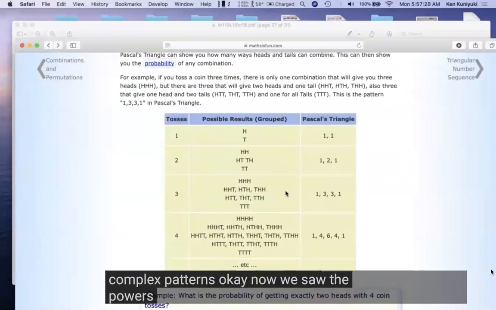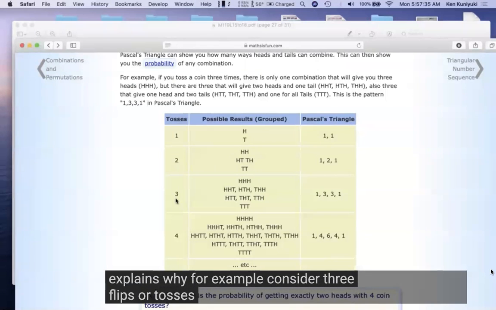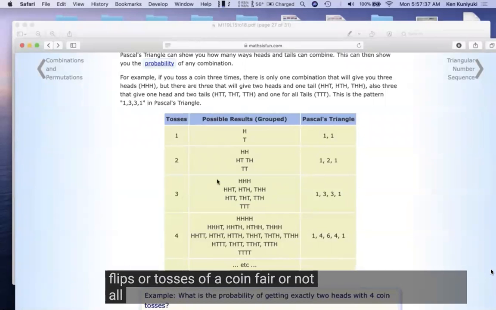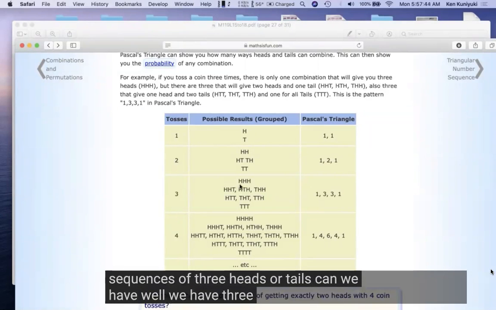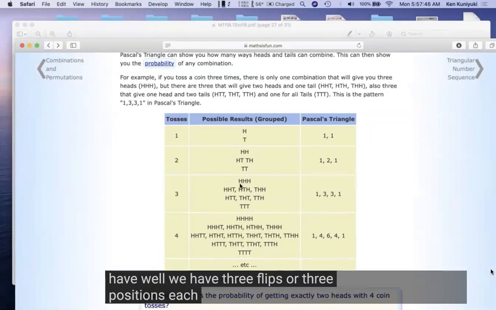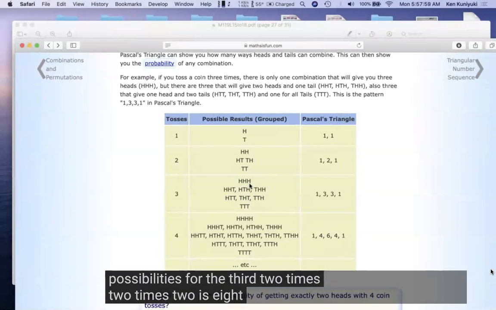Okay, now we saw the powers of 2 before, and this kind of explains why. For example, consider 3 flips or tosses of a coin, fair or not, right? Well, how many possible sequences of 3 heads or tails can we have? Well, we have 3 flips or 3 positions. Each position can be a head or a tail, right? So we have 2 possibilities for the first flip, 2 possibilities for the second, and 2 possibilities for the third. 2 times 2 times 2 is 8.